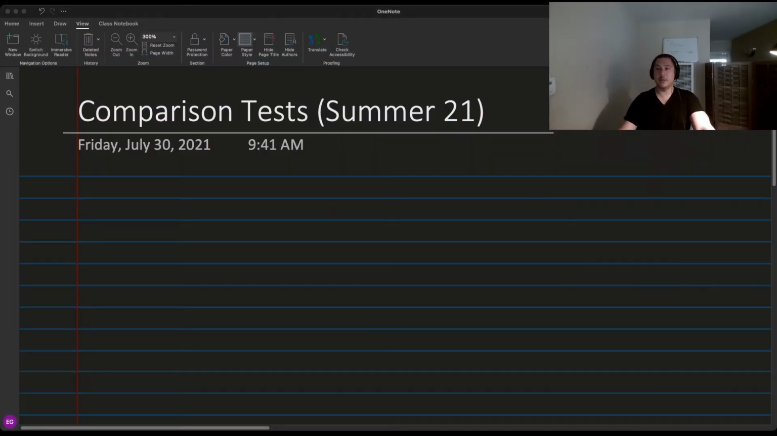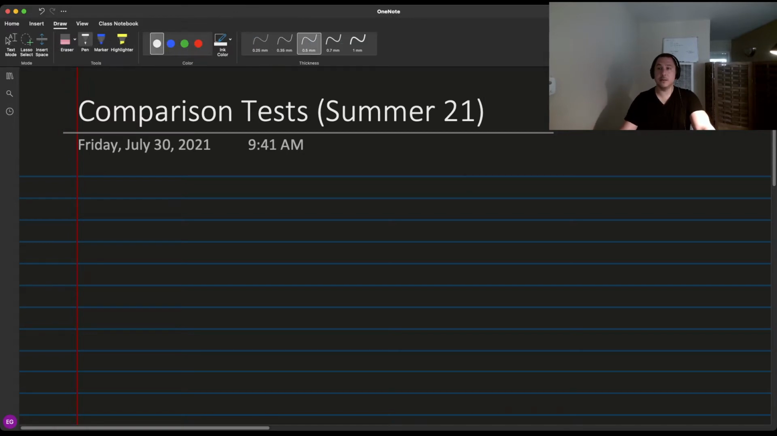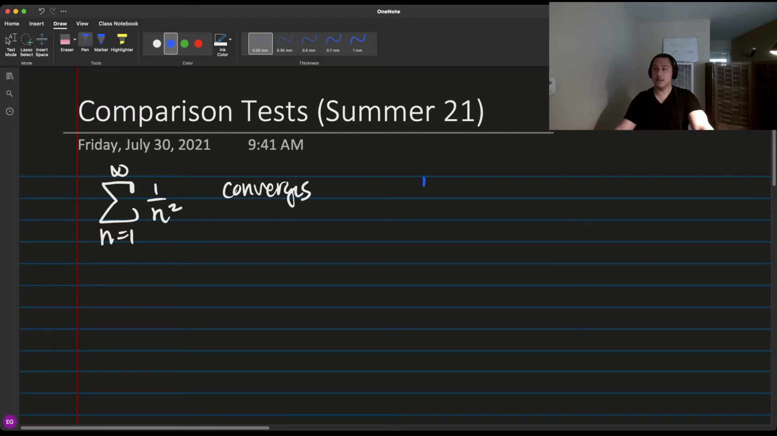As an example, let's start off with something really easy. We have the p-series, sigma n equals 1 to infinity of 1 over n squared. We know that this converges. But let's change the color. Let's say you're looking at sigma n equals 1 to infinity of 1 over n squared plus 1. We don't know if this converges because it's not a p-series. It's very, very similar to a p-series, but it's not. So this is where the comparison test comes in.